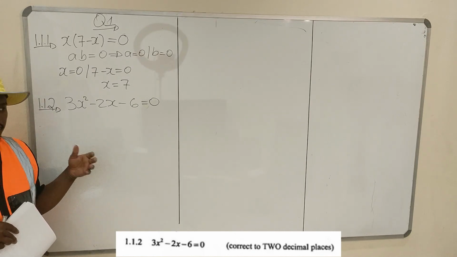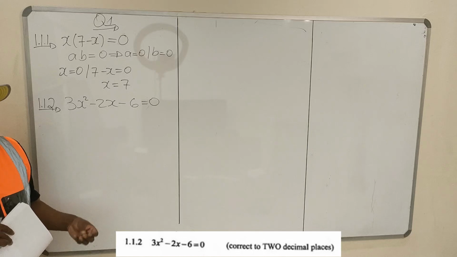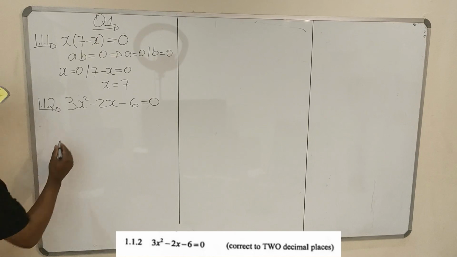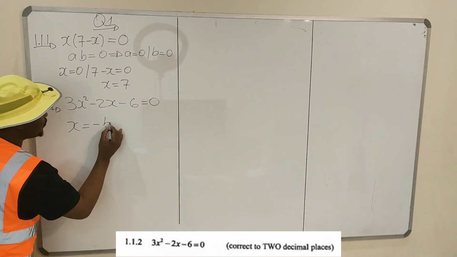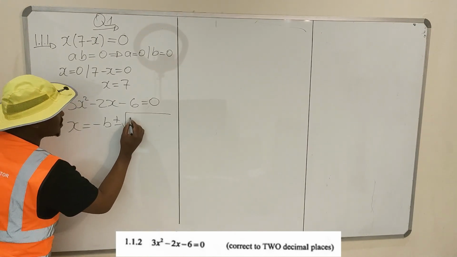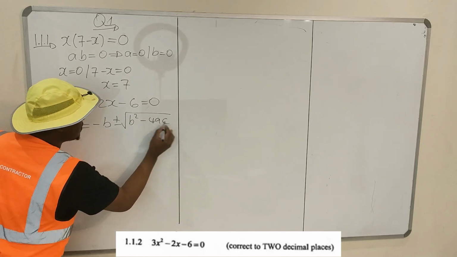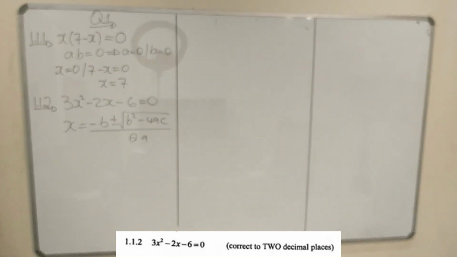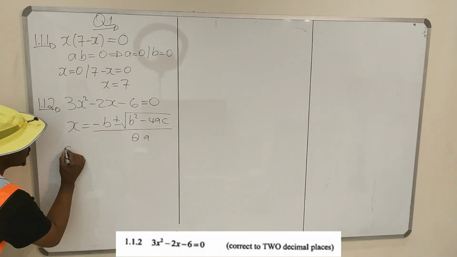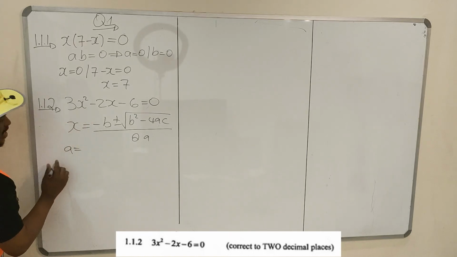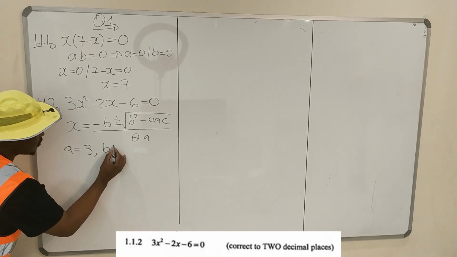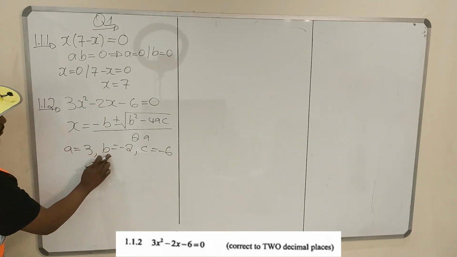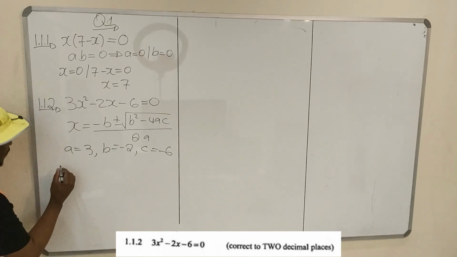So an easy way of going about it without wasting too much time would be using the quadratic formula. You know very well that your quadratic formula is x is equal to negative b plus or minus the square root of b squared minus 4ac, all divided by 2a. This is your quadratic formula. a is the coefficient of x squared. What is a? 3. What is b? Minus 2. What is c? Minus 6.